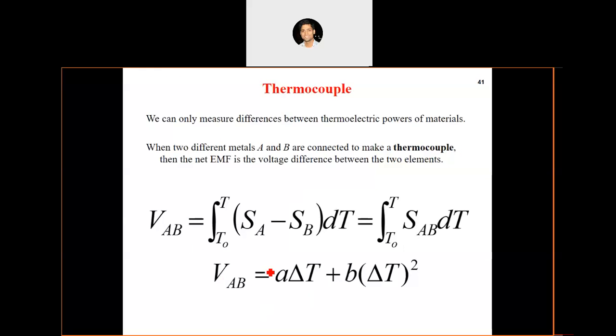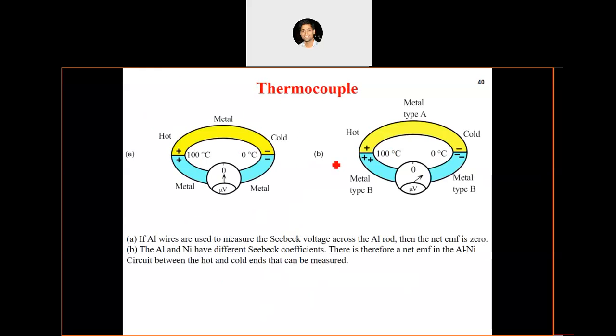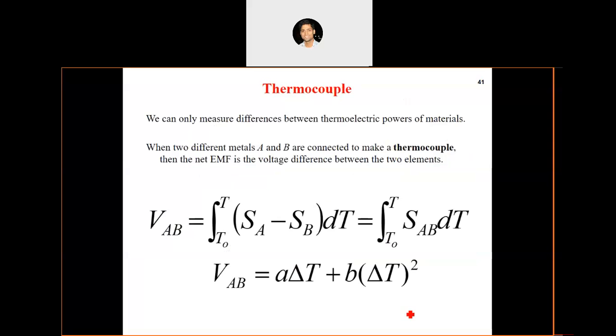And then this Seebeck effect is also used in many thermocouples to measure temperature. If you have two different materials and you maintain their ends at hot and cold temperatures, because of the difference in their Seebeck coefficients, you can utilize that to measure the temperature. Basically V_AB will be equal to A delta T plus B delta T square. So if we measure the potential difference, we will be able to know the temperature difference also. So this effect can be used in thermocouples, and it is already being used very widely.